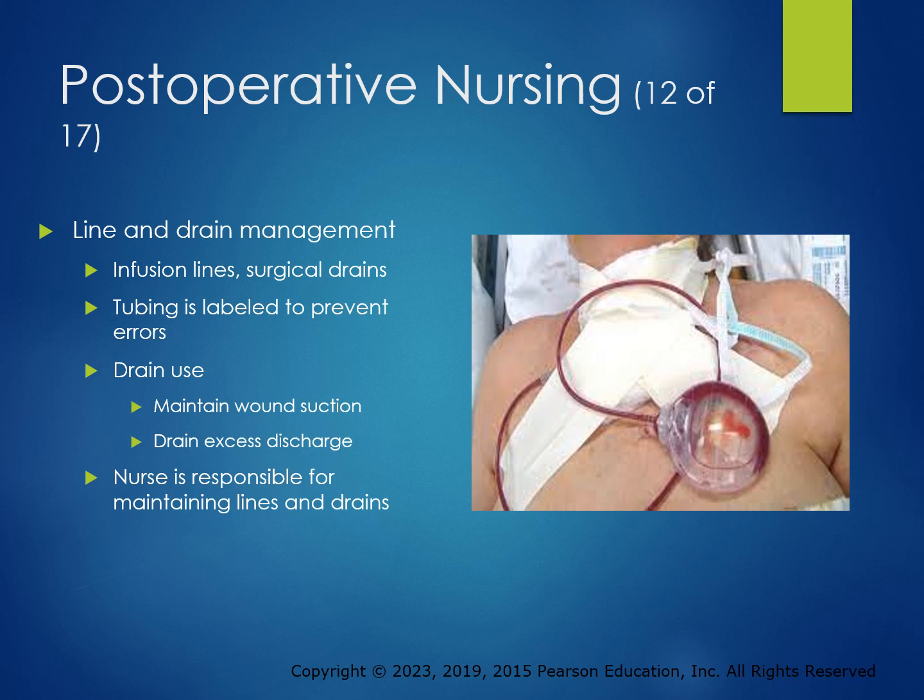And then lines and drains. This is a picture of a Jackson Pratt drain. And what you do is you open it up and it'll expand, and you drain it and measure it. And then before you hook it back up, you squeeze it and then hook it back up, because that puts the suction on. If you don't squeeze it, it won't have any suction.